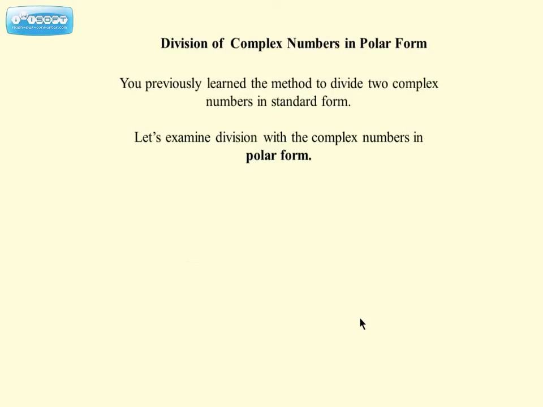We will continue with division of complex numbers in polar form in the next video presentation.